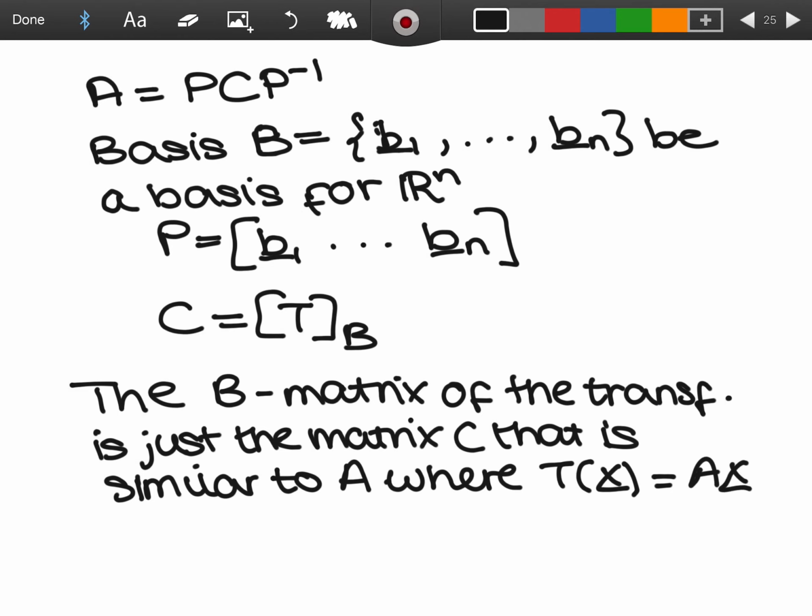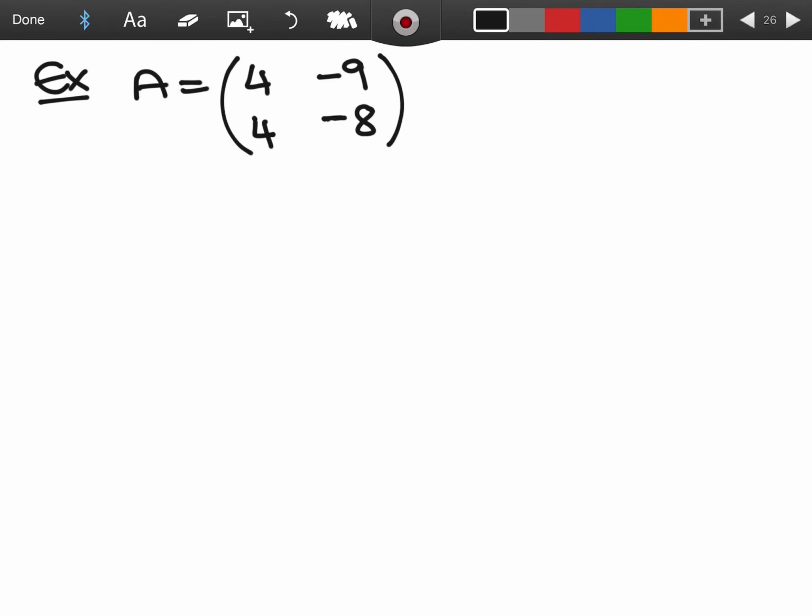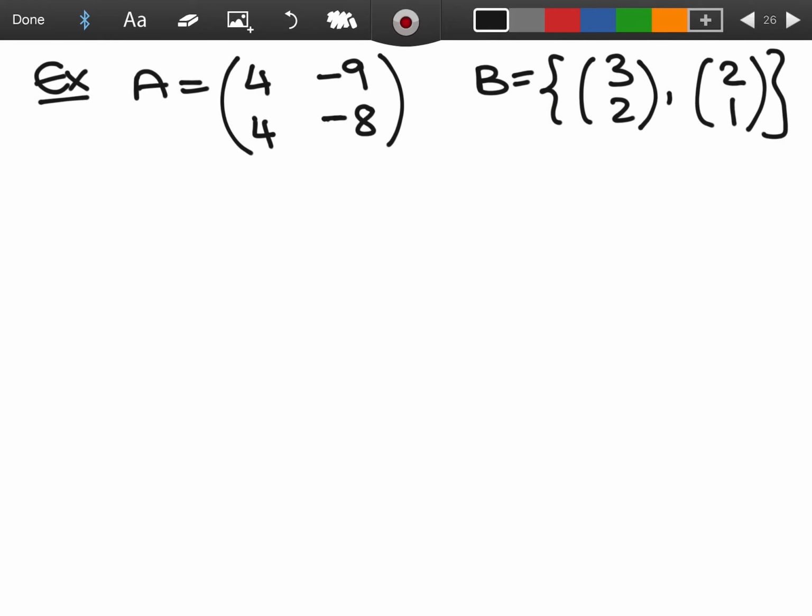Okay. There is a good example 4 on page 294. Let's have a look at this and we can do this together. Okay. So it says that we're going to take A to equal 4, 4, -9, -8. Okay. And then my basis vectors, B, are going to be 3, 2, and 2, 1. Okay. That's my basis for R2 here.